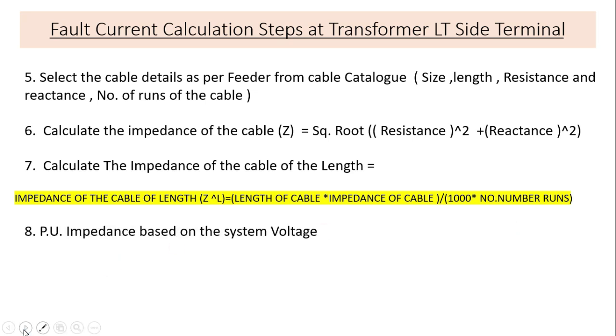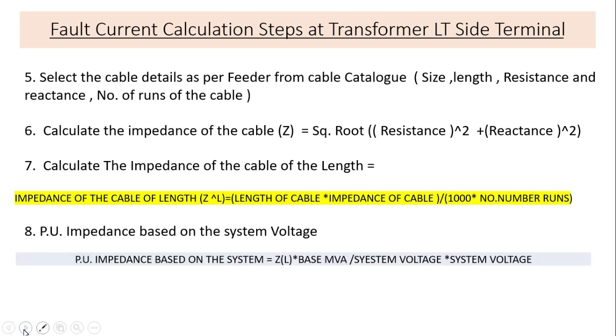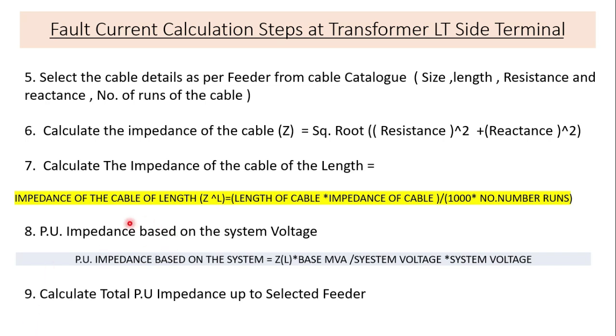In the 8th step, we again calculate the per unit impedance based on the system voltage. That is, per unit impedance based on the system voltage means the impedance of the cable as per the length into base MVA divided by system voltage into system voltage, that is, the square of the system voltage. Then calculate the total PU impedance up to the selected feeder, on the basis of the system and then the cable.